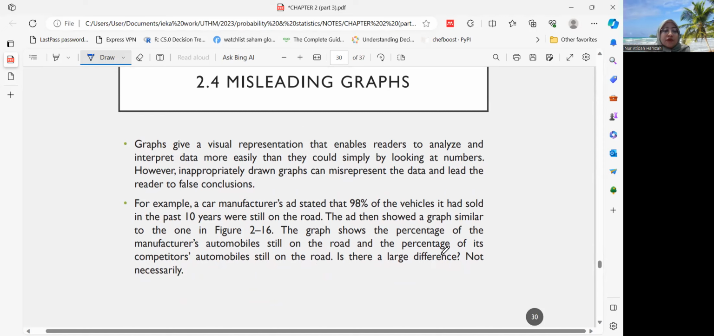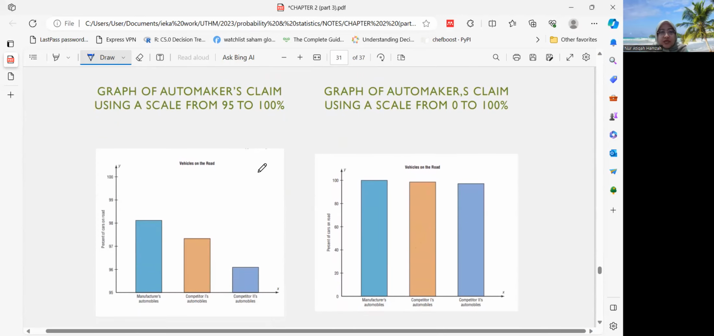So graphs give a visual representation that enables readers to analyze and interpret data. However, inappropriately drawn graphs can misrepresent the data and lead to false conclusions. Okay, for example, a car manufacturer X stated that 98% of the vehicles it has sold for the past 10 years were still on the road. The ad then shows a graph similar to the one in the next figure. So the graph shows the percentage of the manufacturer's automobiles still on the road and the percentage of its competitor's that are still on the road. Okay, is there a large difference? Okay, not necessarily. Okay, dia macam ni.